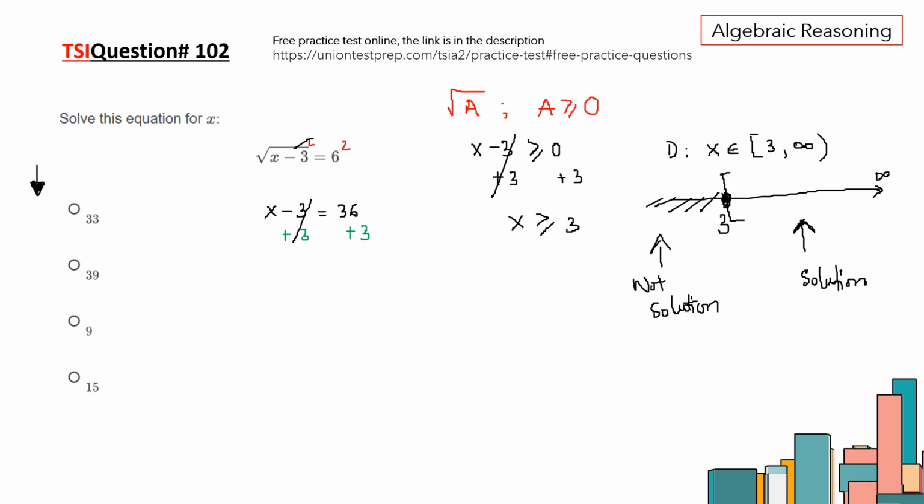Now this one cancels. We are left with x on the left hand side equal to 36 plus 3, that's 39. And 39 is in this area. Okay, so this is the correct answer. 39 is the solution of the equation square root of x minus 3 equals 6.